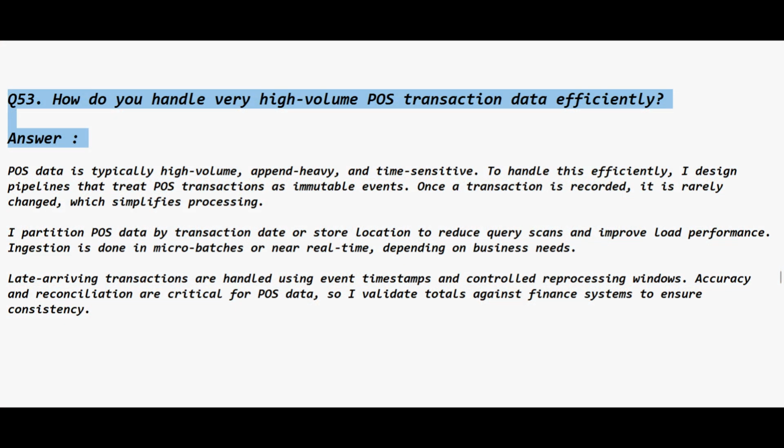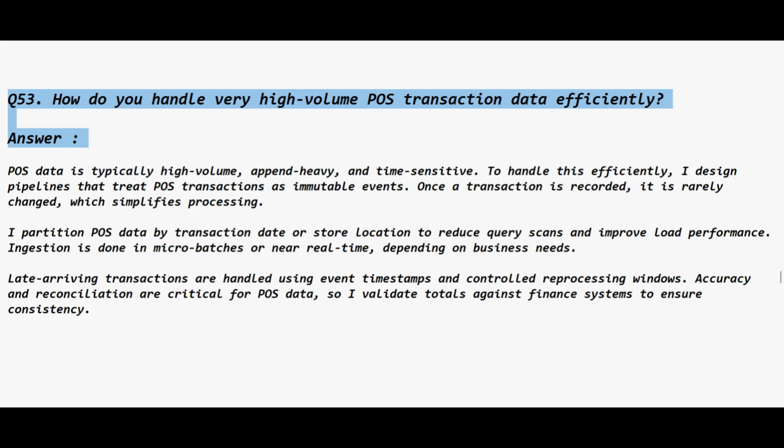Question 53. How do you handle very high-volume POS transaction data efficiently? Answer. POS data is typically high-volume, append-heavy, and time-sensitive. To handle this efficiently, I design pipelines that treat POS transactions as immutable events. Once a transaction is recorded, it is rarely changed, which simplifies processing. I partition POS data by transaction date or store location to reduce query scans and improve load performance.